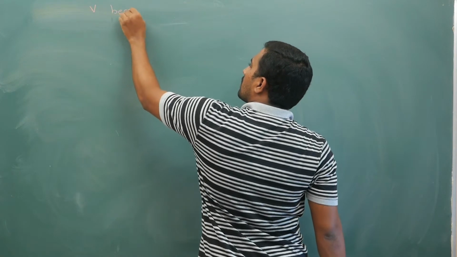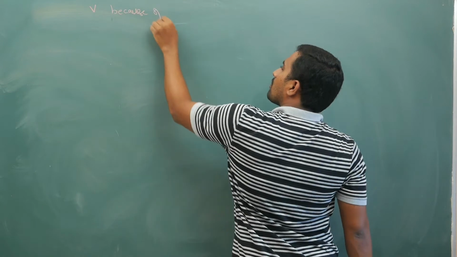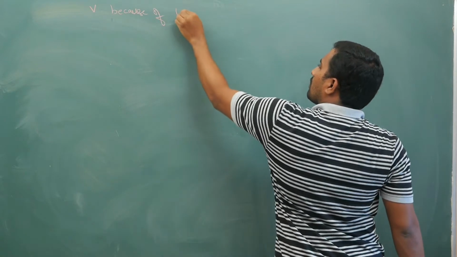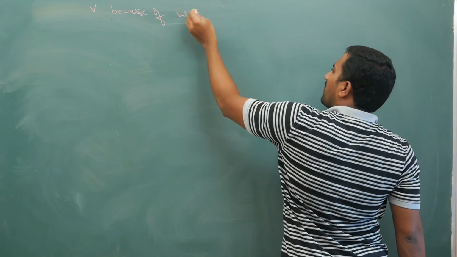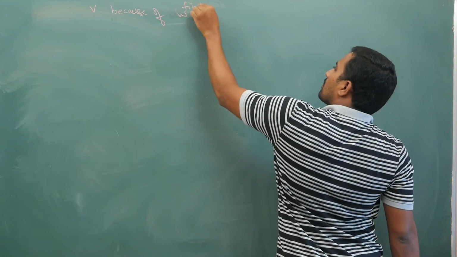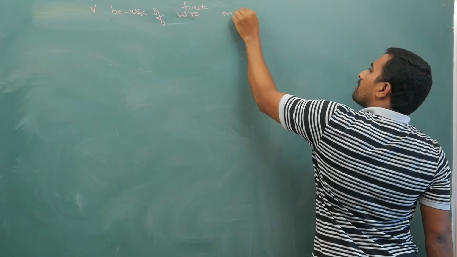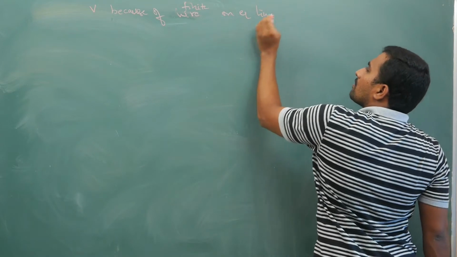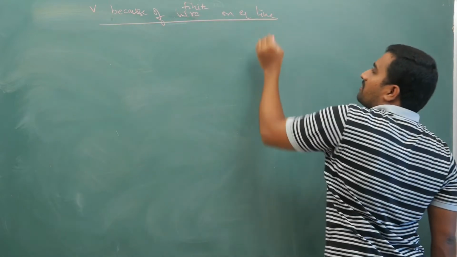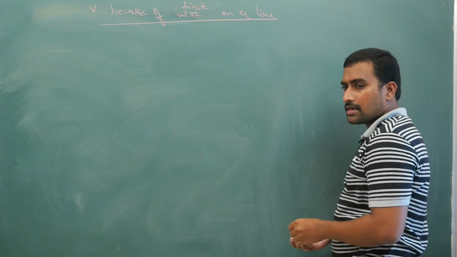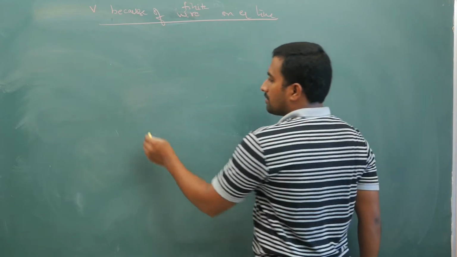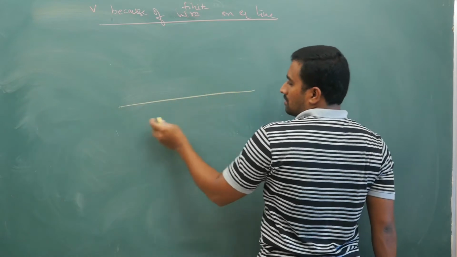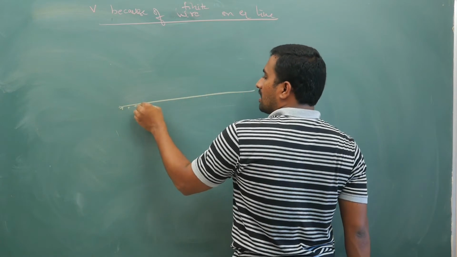Next is V because of finite wire on equatorial line. We did not yet finish off this equatorial business. We have calculated only the field. Now coming to the potential part. There is some slightly tricky business.